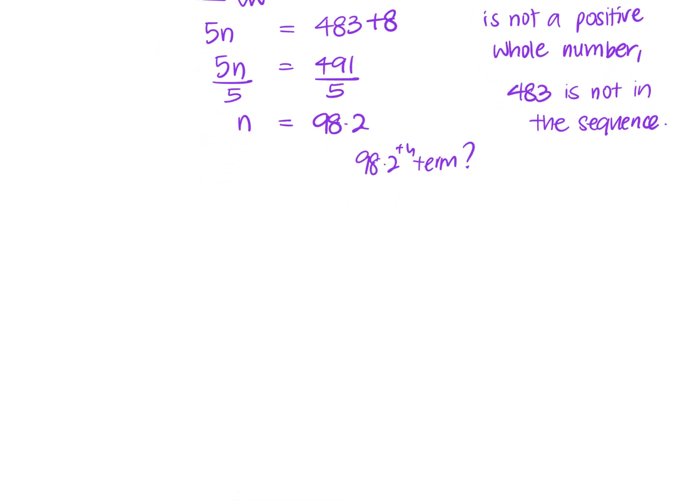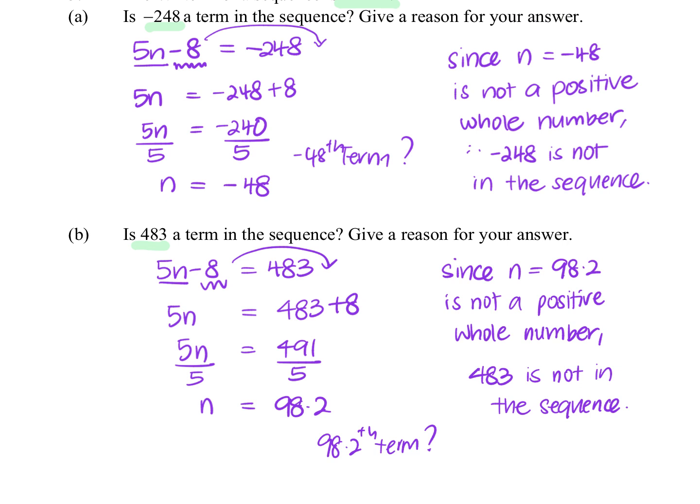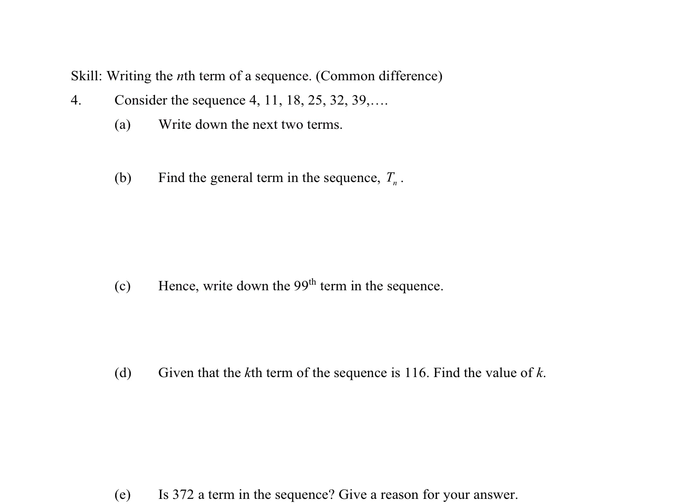So now we know that this kind of question is given a formula. What happens if it's not given a formula? Then we need to find the formula. That brings us to the next page, the next question, question number 4.